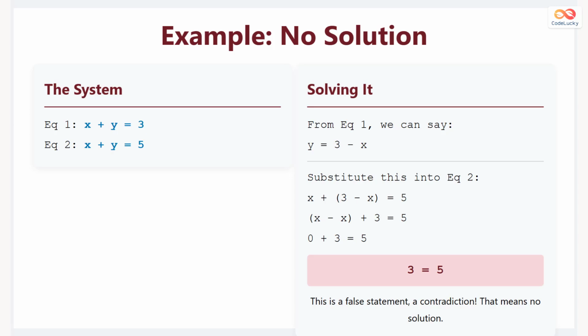Let's take the system x plus y equals 3 and x plus y equals 5. It's impossible for x plus y to be both 3 and 5 at the same time. If we try to solve this algebraically by substituting, we end up with a nonsensical statement like 3 equals 5. This contradiction proves that there is no solution.